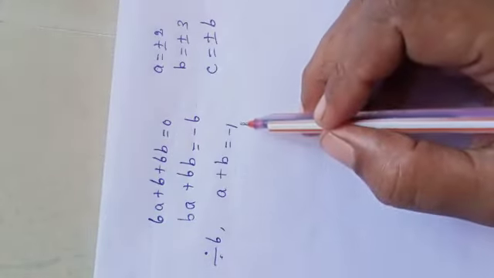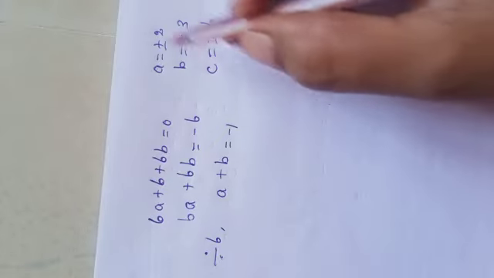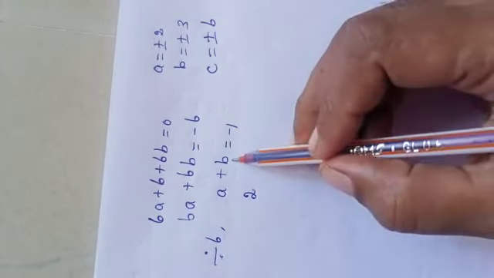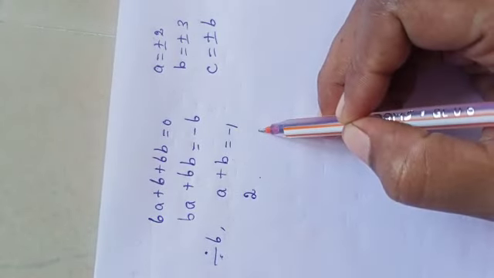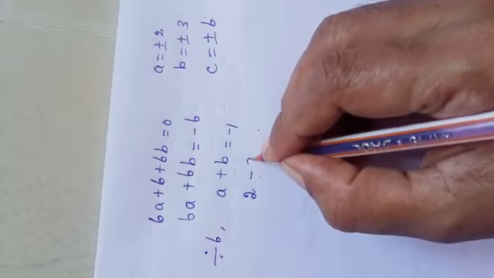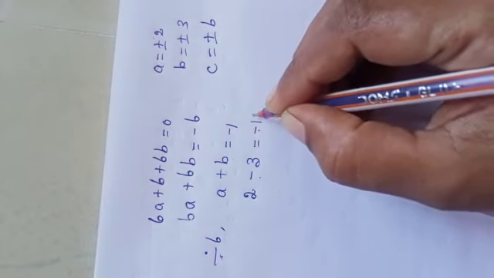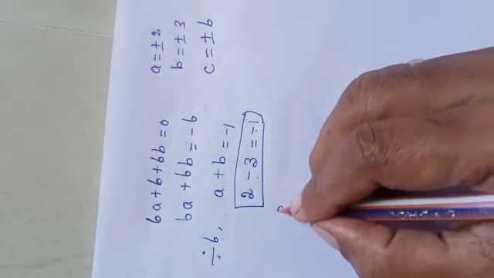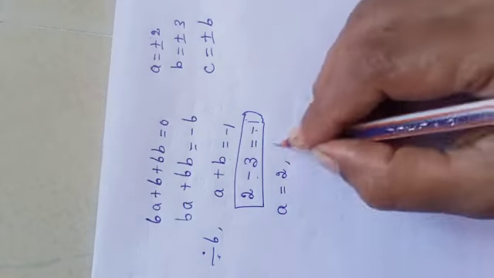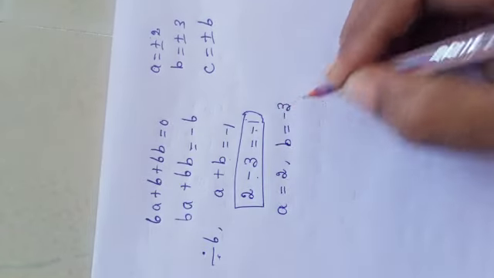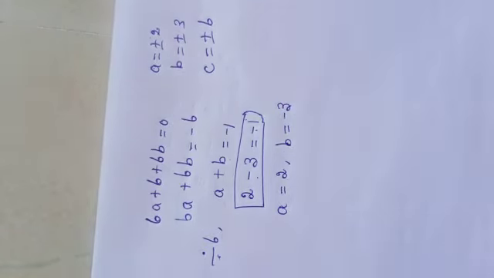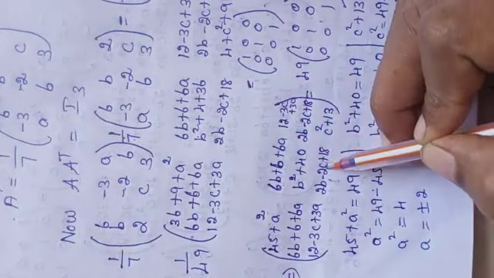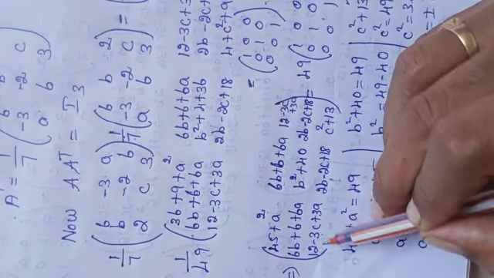See, A plus B equal to minus 1. Which value will we be getting? Just substitute. If A equal to 2 and B is equal to plus 3, we will be getting 5. So the only possibility is 2 minus 3, which is equal to minus 1. So from this we are getting A is equal to 2 and B is equal to minus 3. In the same way, to find C, we can take the related value.